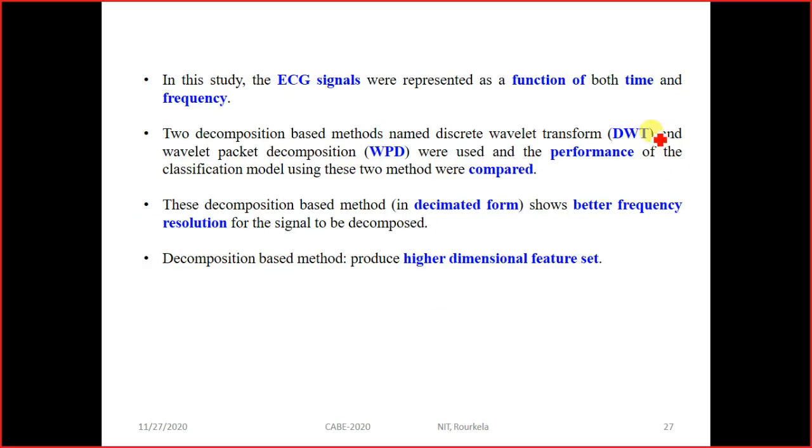We have all discussed the discrete wavelet transform and wavelet packet decomposition techniques, so I will not go into details over here. Here, the decomposition based techniques were used in the decimated form. I have already told you what the decimated form is. If at each level you reduce the size of the signal, then it is a decimated form, and if you do not reduce it, it is the undecimated form. Both have their advantages. In the undecimated one, you get the full length signal at each of the nodes, whereas in the decimated form, at each of the nodes you get a reduced sample size.